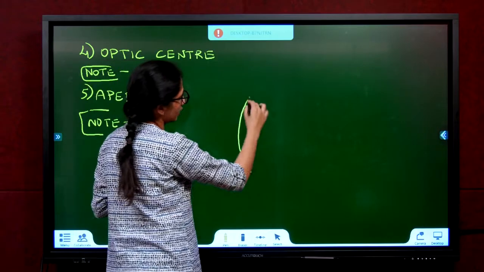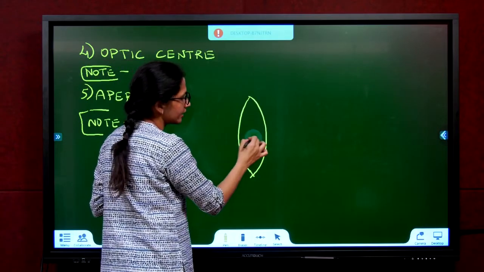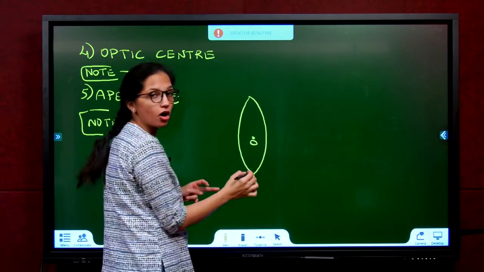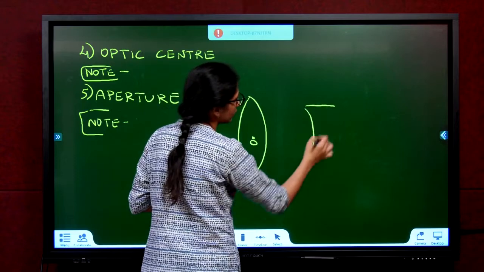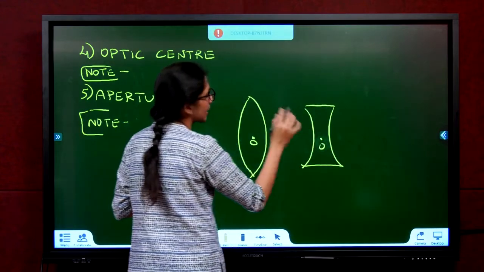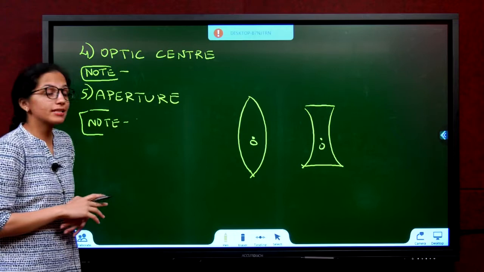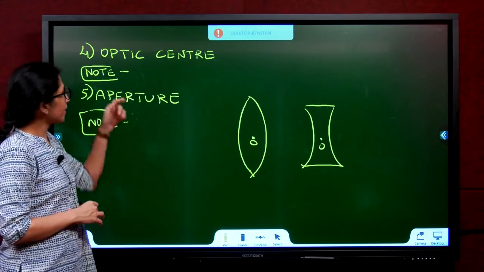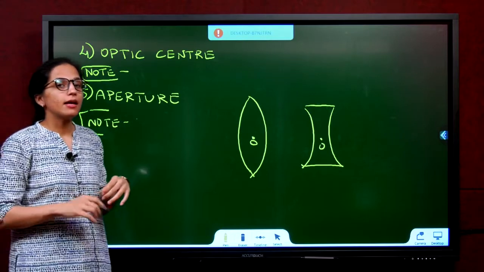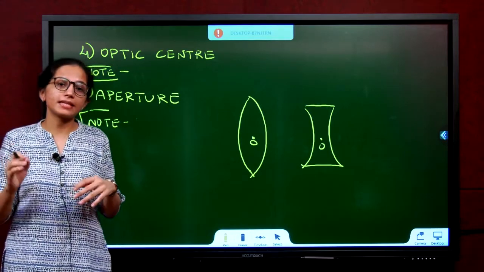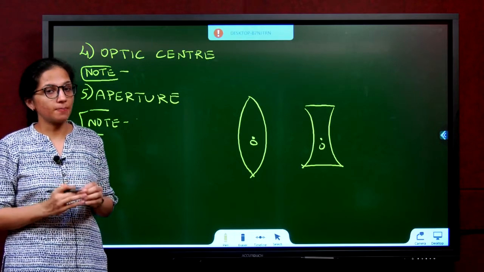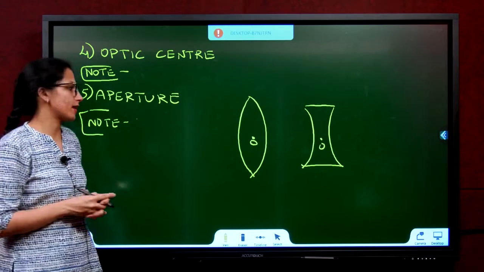Next point, optic center. So, if you have a convex lens, the center of that lens is called the optic center. Same thing with concave. So, you can just say the central point of the lens is called the optic center. Please put a note on the optic center. A ray passing through the optic center goes undeviated.